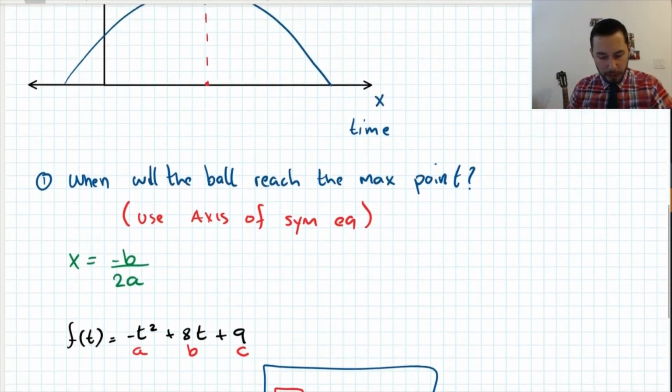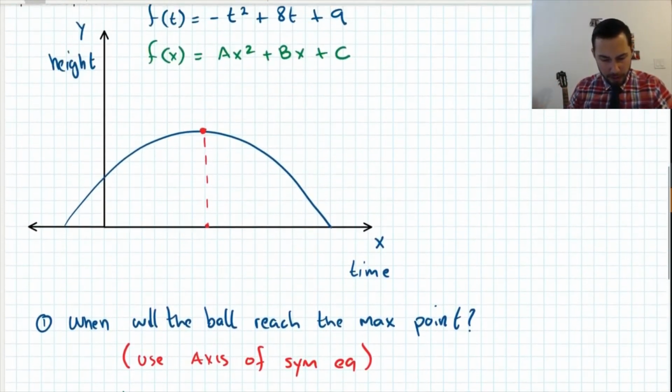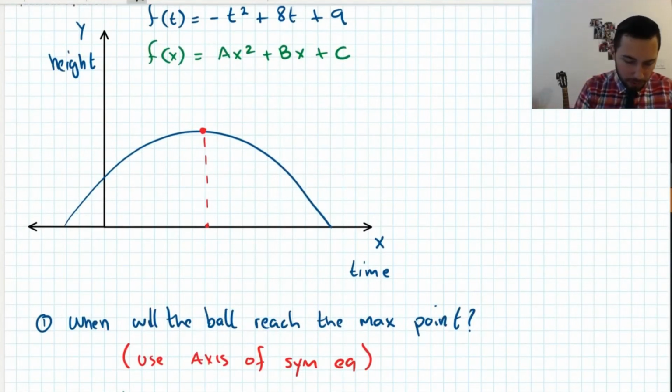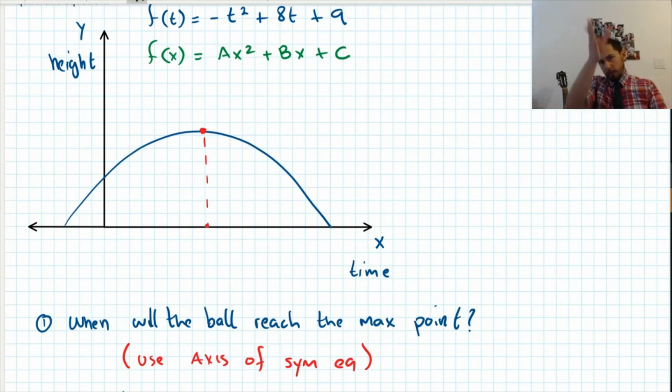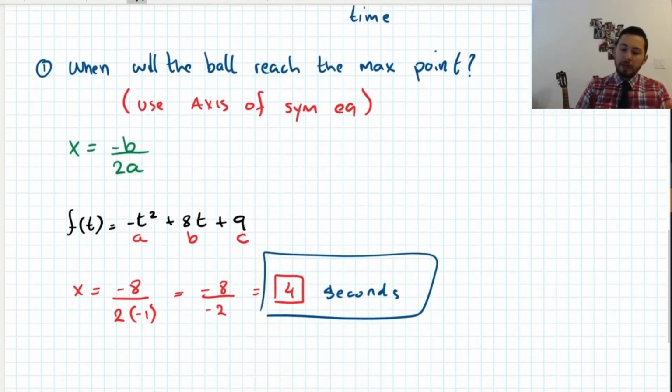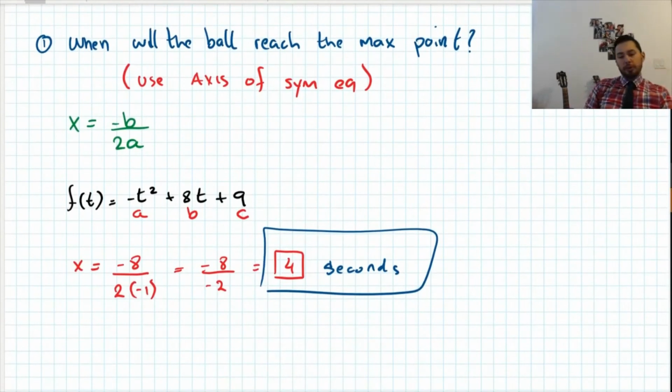So I looked at my graph, and they're asking me when will the ball reach the maximum point. So I drew my vertex, and I said, well, what I need is my axis of symmetry. And I was done with it. So if the first question is when will the ball reach the maximum point, naturally my second question will be, well, what is my maximum point, right? So what is the highest point that the ball could reach?